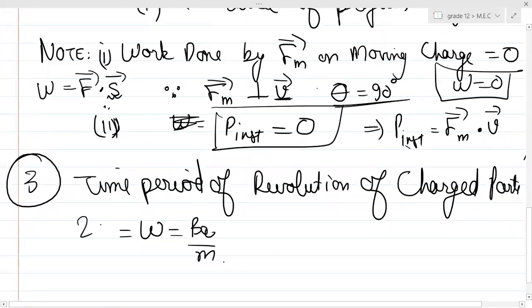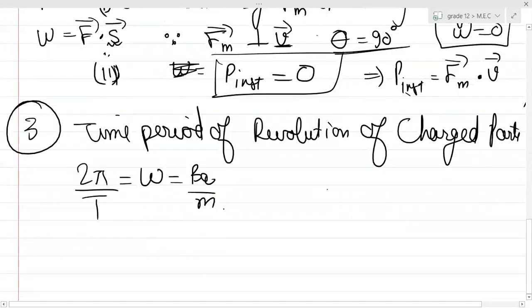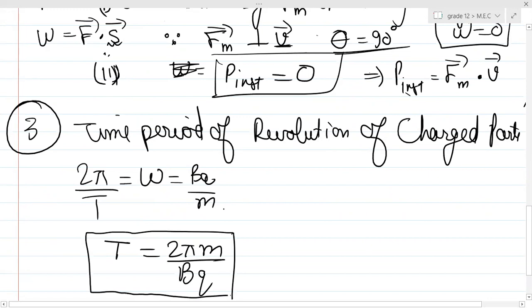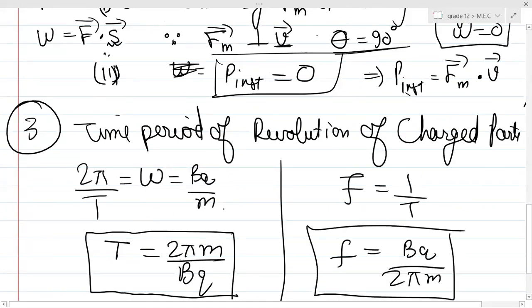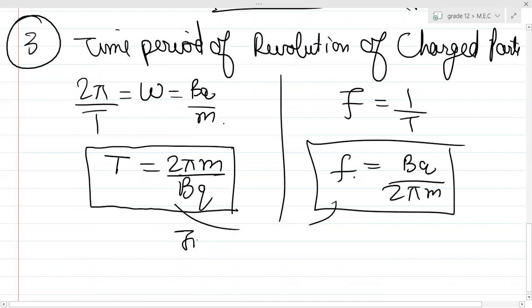But now we know omega is nothing but 2 pi by T. So can I write the time period is basically 2 pi m by qB? And similarly, I can say the frequency also. We know frequency is nothing but 1 upon time period, so frequency will be qB upon 2 pi m. So can you see even the time period and the frequency are independent of the velocity.